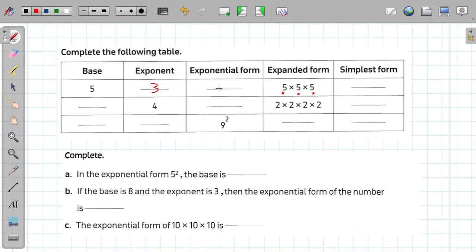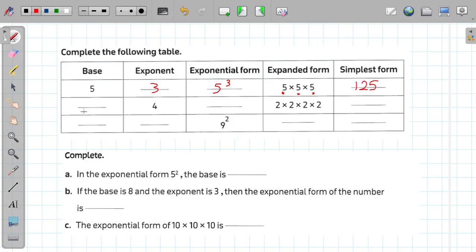So if I want to write the exponential form, it will be 5 to the power of 3, or 5 cubed. Okay, so if I want the simplest form, I have to calculate this operation. 5 times 5 times 5 equals 125, because 5 times 5 equals 25, and 25 times 5 equals 125.